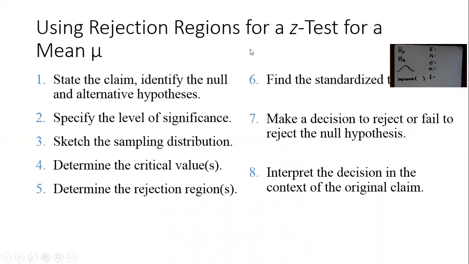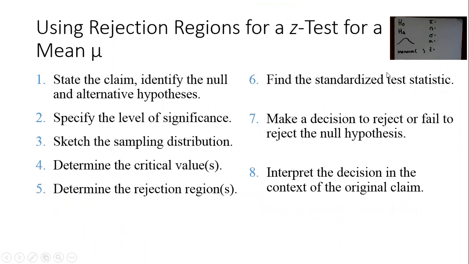In order to use rejection regions, we're doing a z-test because our n is greater than or equal to 30. These are the steps that we're going to go through. So the first step says that we want to state the claim. So same as before, h sub 0, h sub a, identify the null and alternative hypotheses, and make sure you state which one's the claim.